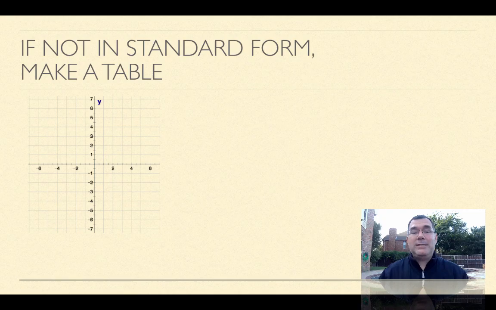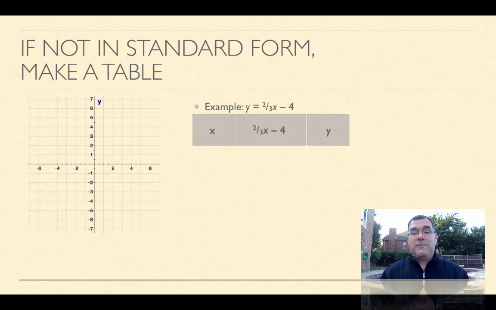Okay, now if it is not in standard form, then what you're going to have to do at this point is make a table. So here's my equation, rather. I have y equals 2/3 x minus 4. I'm going to create certain x's, figure out what 2/3 times those x's minus 4 is, and then calculate what the y is. Now because I'm multiplying x by 2/3, it would be wise of me to pick x's that are multiples of 3. That way I can find 2/3 of those numbers easily, and then my y's will be whole numbers.